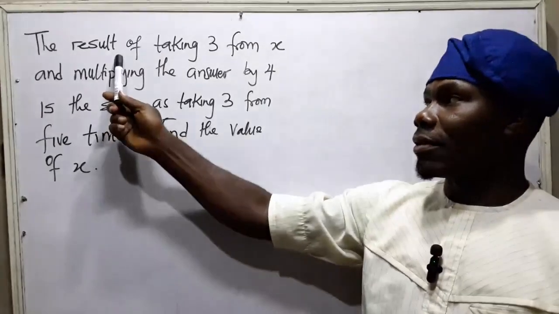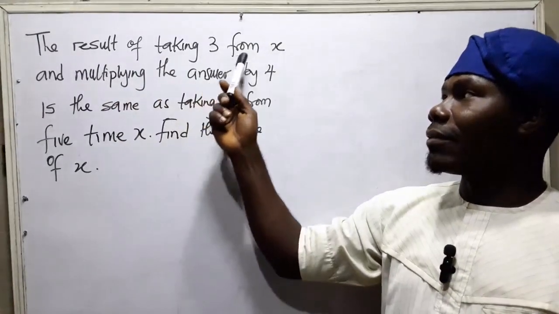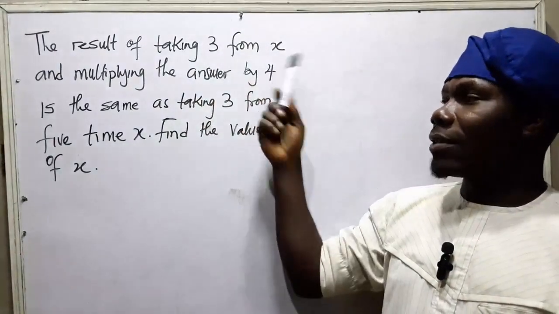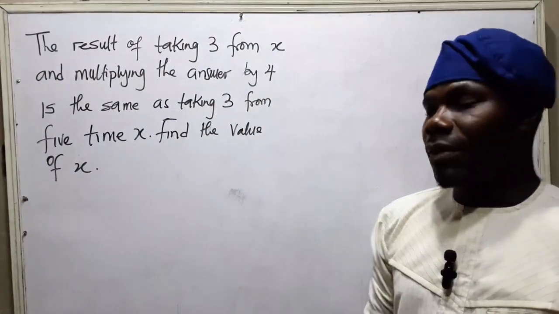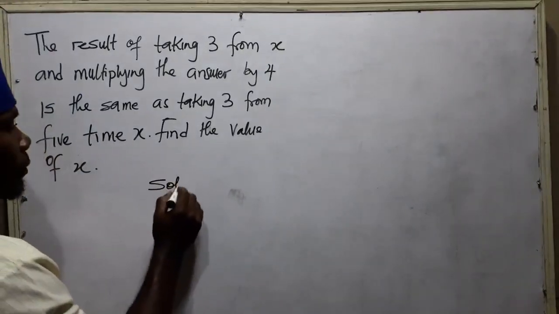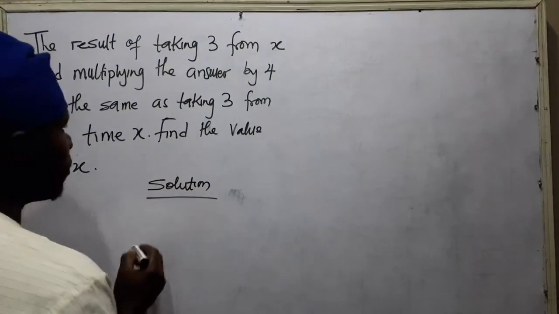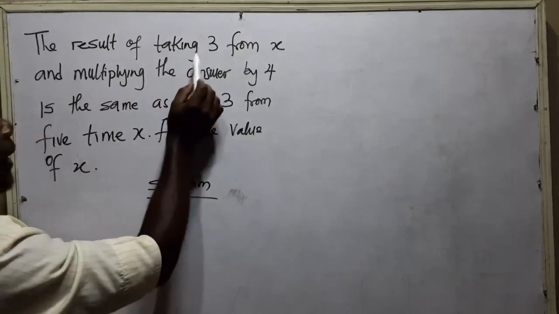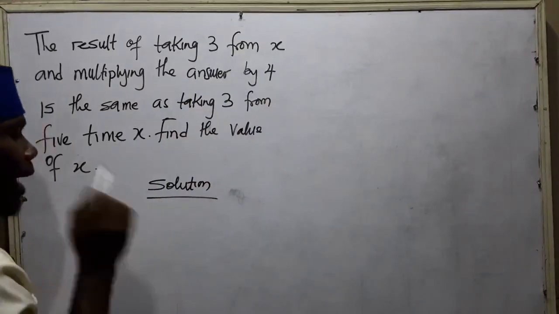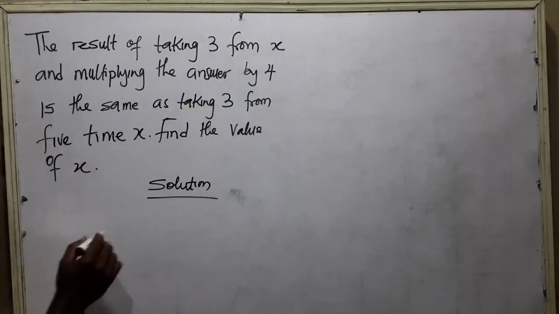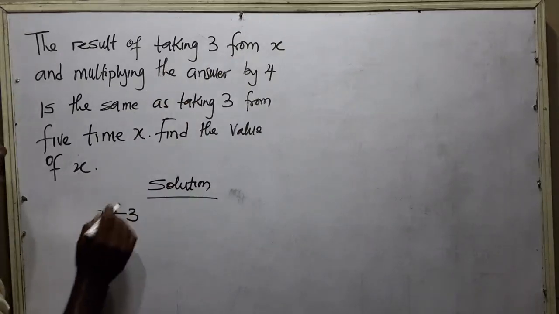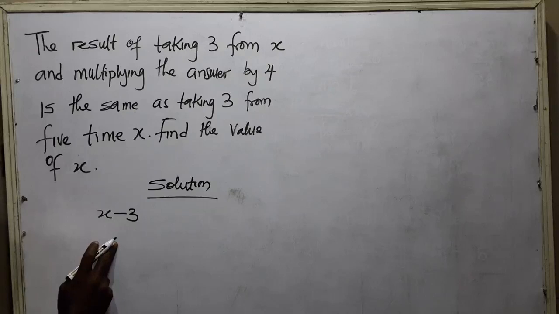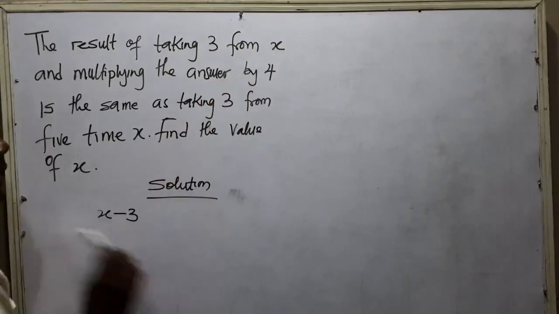It says, the result of taking 3 from x. So it has its own meaning. The x also has its own meaning. So let's solve this. The result of taking 3 from x, that is the first statement you are going to interpret. This is x, taking 3 from x. This is why many people find it difficult, because we are taking 3 from x. That is just the meaning.